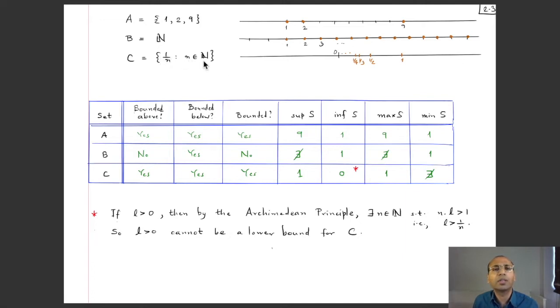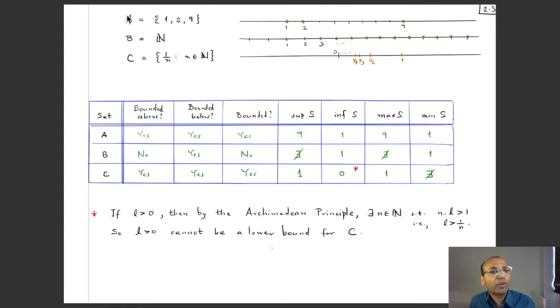is any natural number. So when n is equal to 1, you get this element 1. When n is equal to 2, you get half. Then when n is equal to 3, you get 1/3. When n is equal to 4, you get 1/4 and so on. And they seem to become closer and closer to 0.